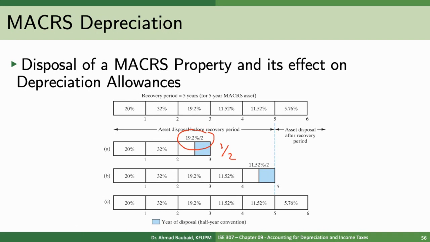Of course, if you keep the asset all the way until the end or beyond of its recovery period, you don't need to do that because it's already done in the table for you. So just keep this in mind because this is also very important. And this only relates to the case where you sell the asset before the end of its recovery period.